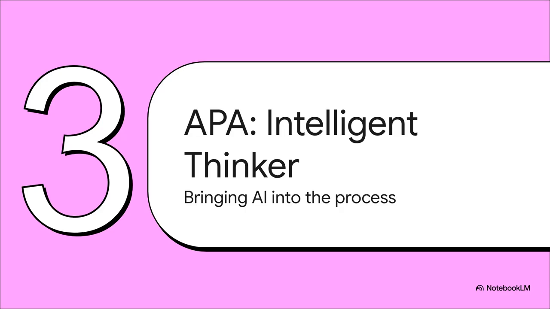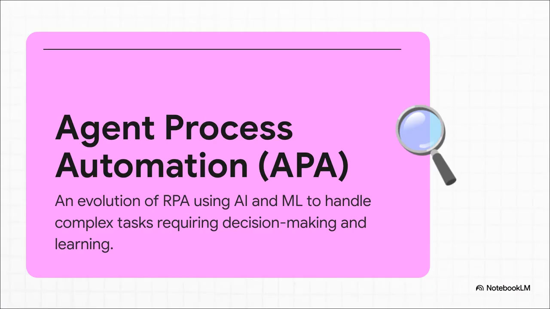But what happens when a task isn't so black and white, when it needs a little judgment? Well, that's where agent process automation, or APA, comes into play. You can think of it as the next step in the evolution, the intelligent thinker that brings AI into the picture. So APA takes everything RPA does and it adds a brain.